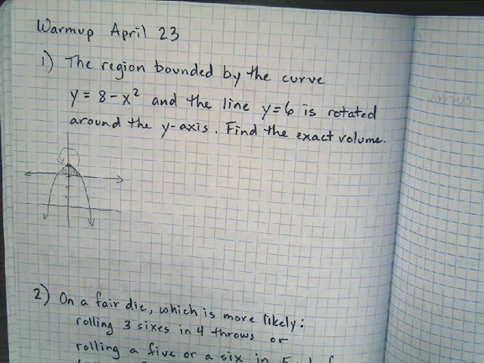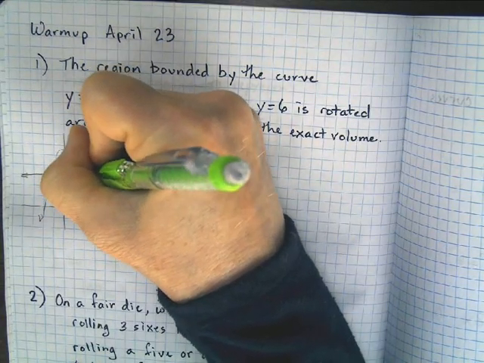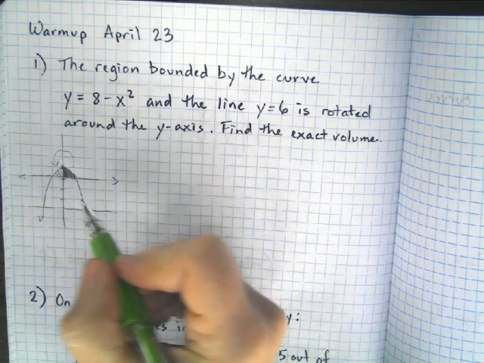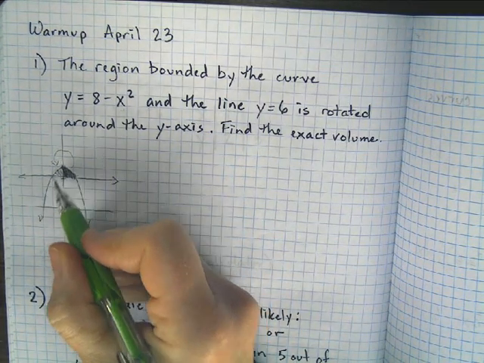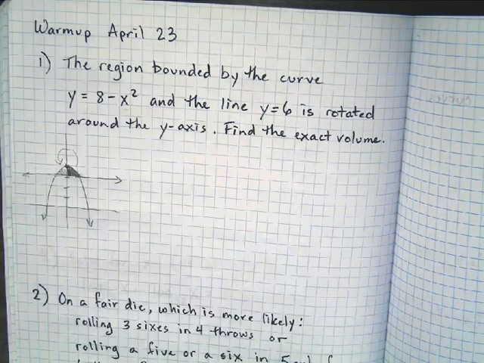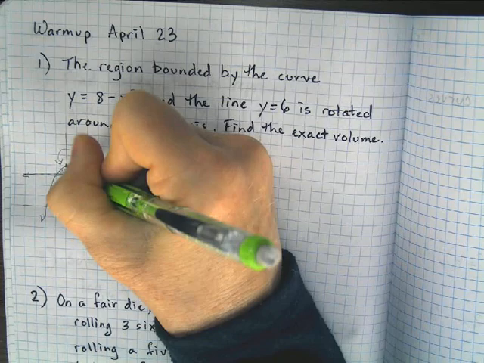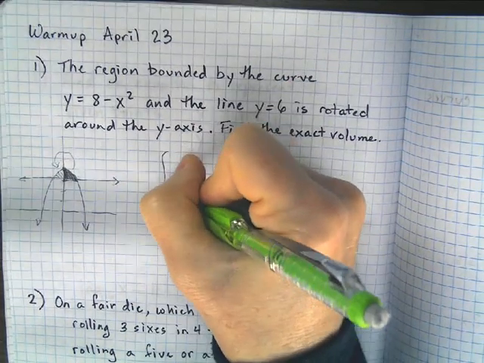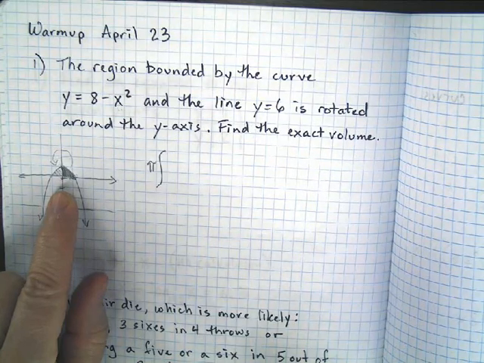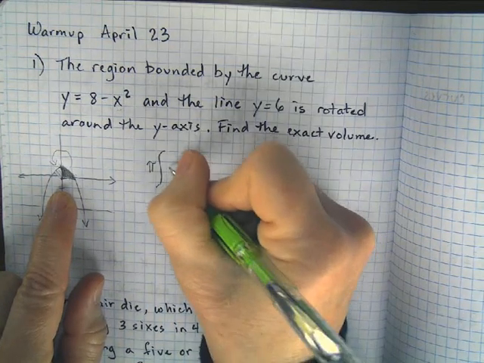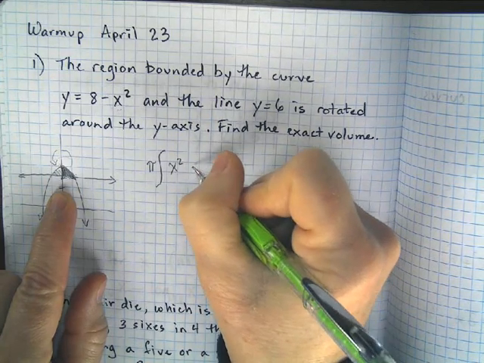Okay, so really all we care about is this piece right here. It doesn't matter that it goes on this side too. Since this is a mirror image of this, as it rotates, it's not going to alter its volume. So really all we care about is right here. So when we set this up, we're going to have pi times this function, and it needs to be x squared, since we're rotating around the y-axis, and dy.